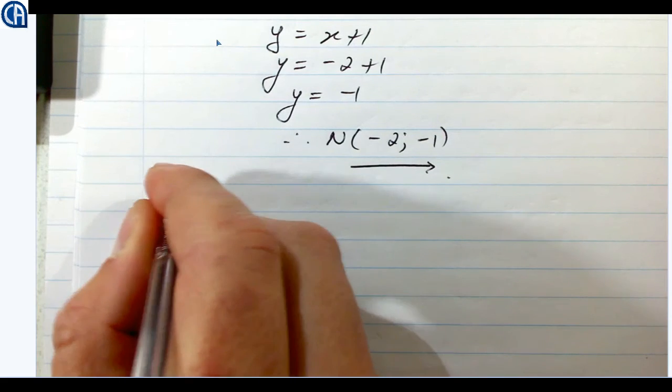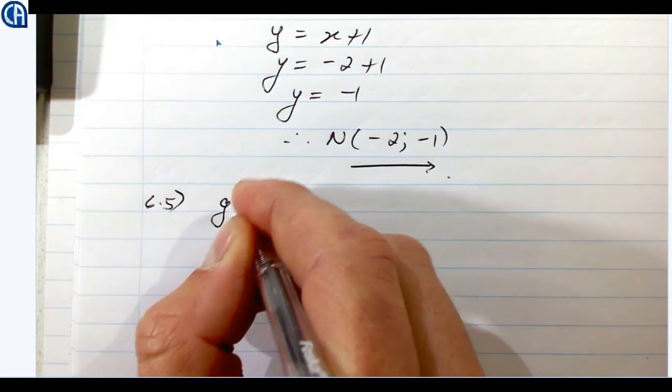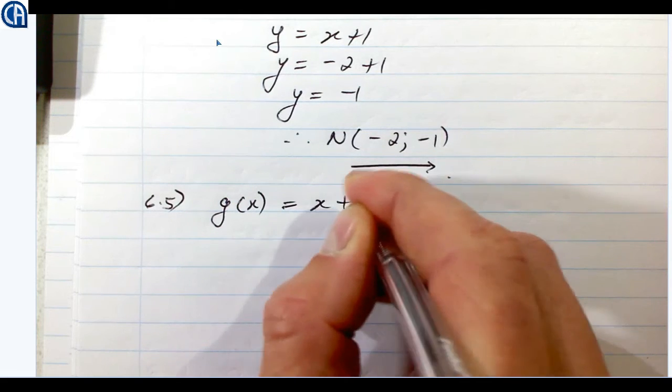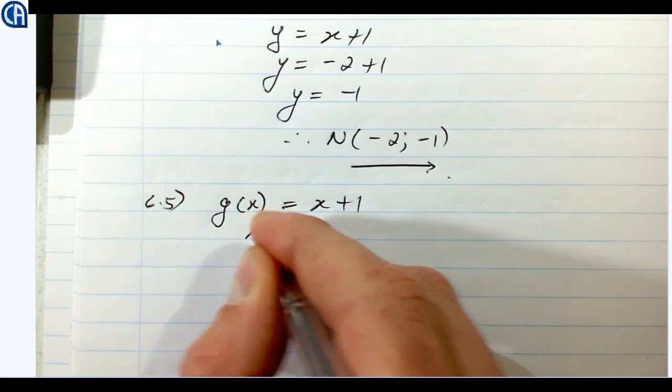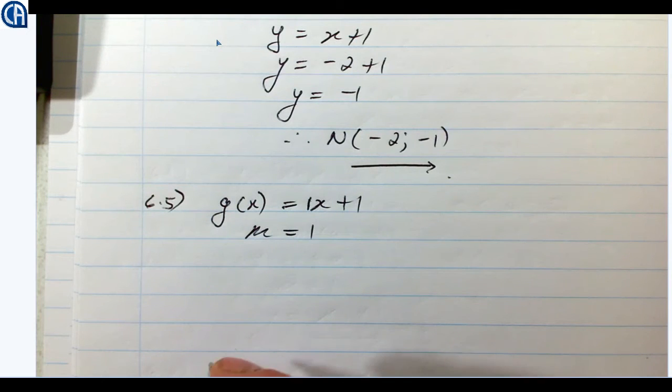6.5. Determine the equation of the tangent to f drawn parallel to g. So if we look at g, which is x plus 1, the gradient of g is 1. The gradient is 1. Alright. Now, parallel lines have equal gradients.